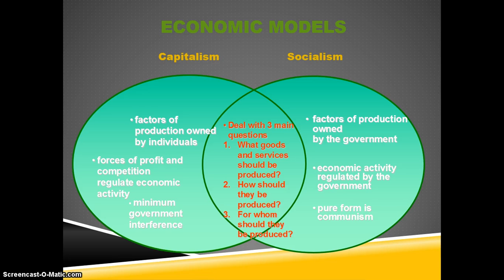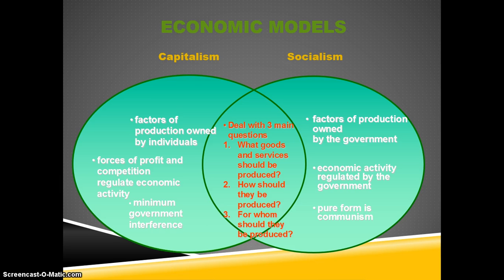Economic activity in the capitalist system is regulated by the market and the force of competition, and really just that drive for profit. Profit and competition drive economic activity in capitalism. That's why people start businesses, to make money, to make profit. But in socialism, economic activity gets regulated by the government. So it's not people starting businesses or business decisions being made based on profit. It's based on what the government sees as good.